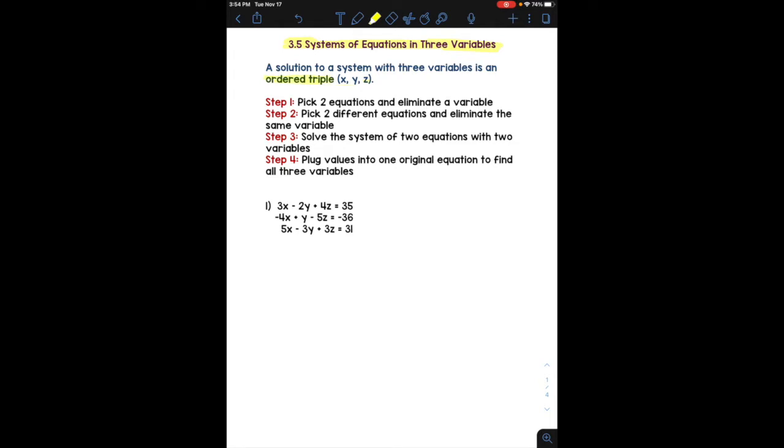As you can see, we're going to write the ordered triple the same way as we would an ordered pair. However, we now have a z variable, or a third variable. In previous lessons, we discussed the substitution and elimination methods, and we'll use a combination of both to solve a system of 3 equations. We're going to follow these steps and solve for all 3 variables x, y, and z. Step 1 asks us to pick 2 equations and eliminate a variable.